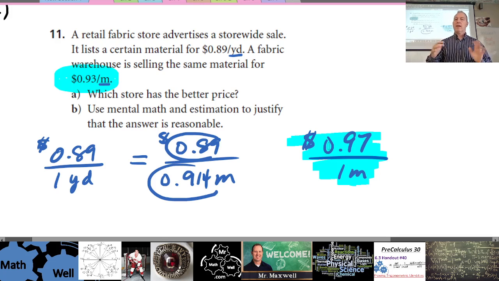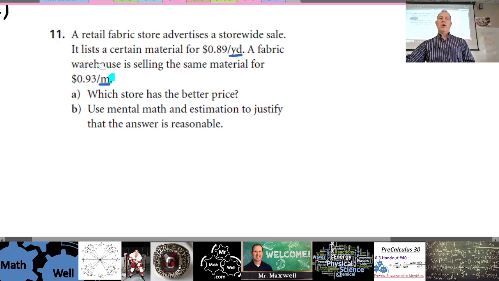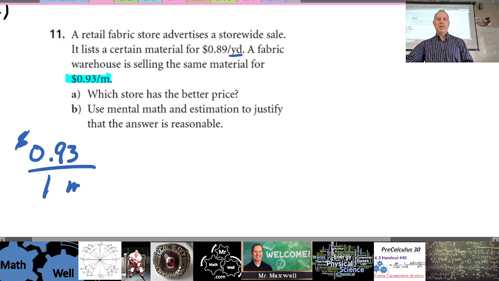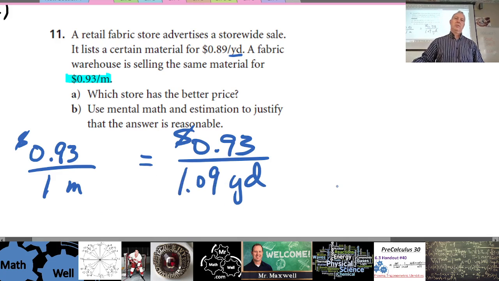Now you could do the same thing by converting both to yards, and I'll do that one for you too. Let's say I want to know what the price is for this one in yards. We'll do the same thing: $0.93 per 1 meter. I want to know what that $0.93 is in yards. So 1 meter is how many yards? It's 1.09 yards.